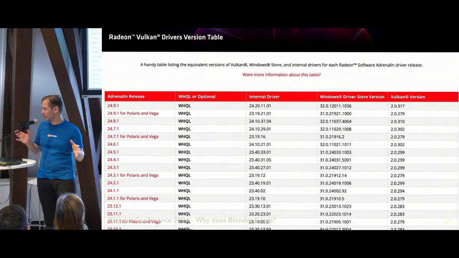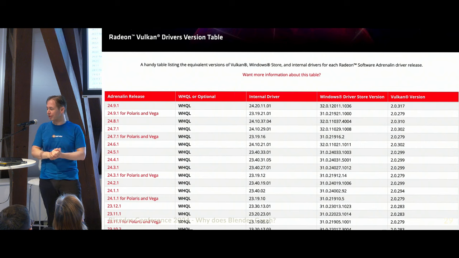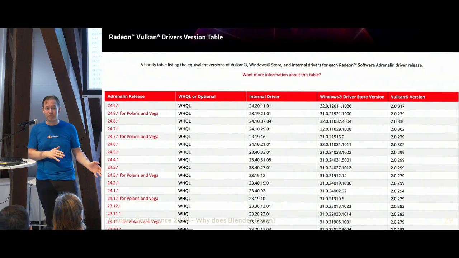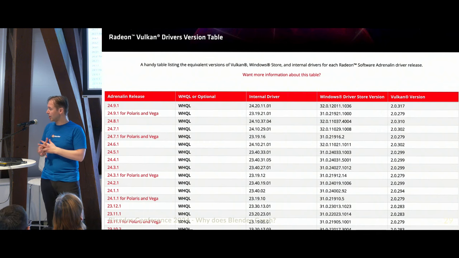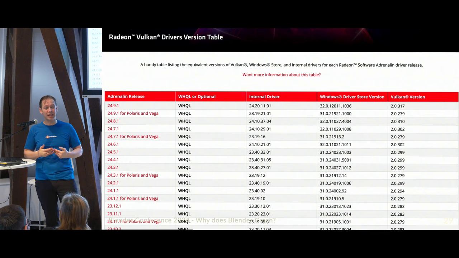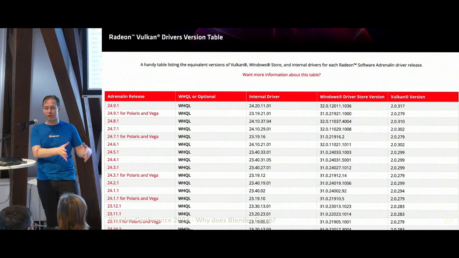To give an example, here's a list of driver versions, like the marketed driver versions, that's 24.9.1. But it can depend on which architecture your GPU is on, and which Vulkan version it supports. So if people say, I have the latest version of that driver, so I should be able to reproduce it on a different architecture, that doesn't have to be the case.